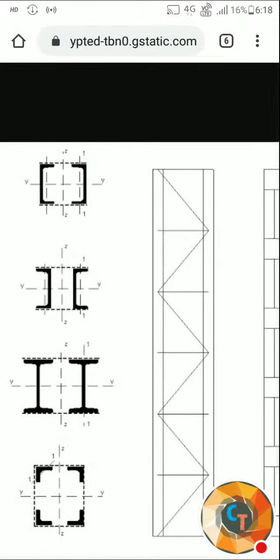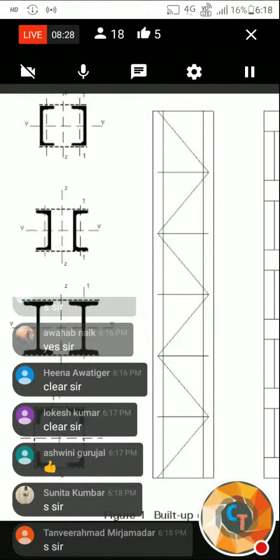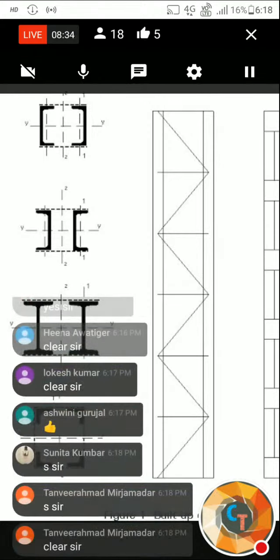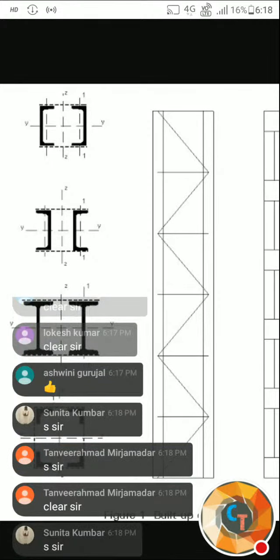Is it clear? Is the concept clear? Please reply. Is it clear what exactly lacing and batten connections are?